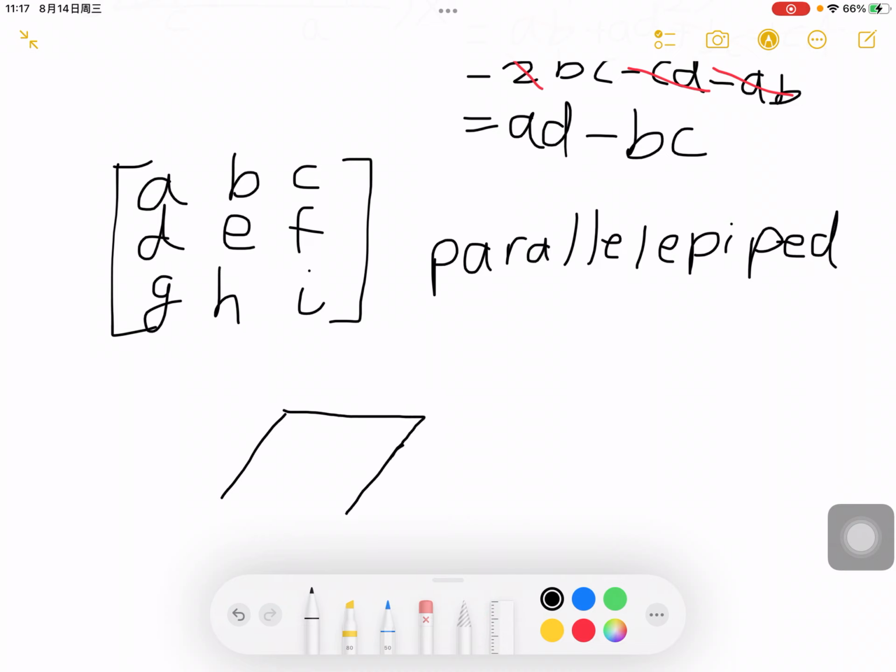So like this, that's our first face. And then the top might be like that, so that's a parallelogram, not a rectangle. The other side might be like this. The other side is like this. And then the inner edges are probably like this, and also like that.